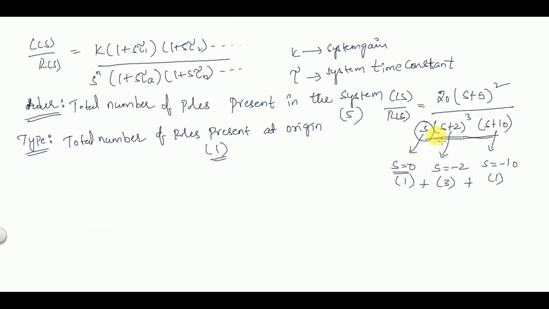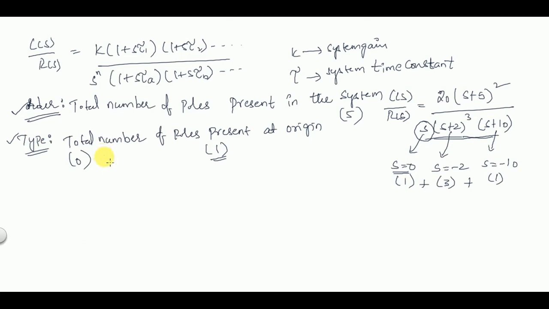If there is no pole at origin, then the type is 0. If one pole is present, type 1. If two poles are present at origin, type 2, and so on. So type basically represents the number of poles present at origin, and order represents the total number of poles present in the system. So this is the concept of order and type of the system.